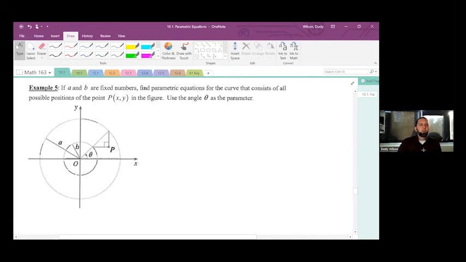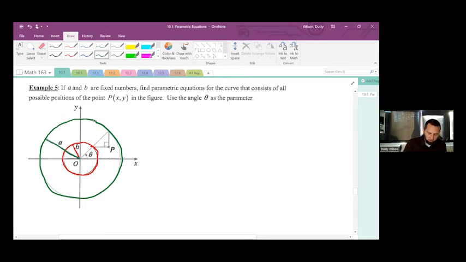Example 5. If a and b are fixed numbers, find parametric equations for the curve that consists of all possible positions of the point P in the figure. And we want to use angle theta as our parameter. So let's see if we can understand what this picture is about. It looks like we have an inner circle with radius b, and then we have an outer circle with radius a.